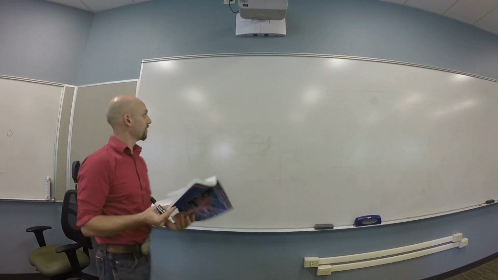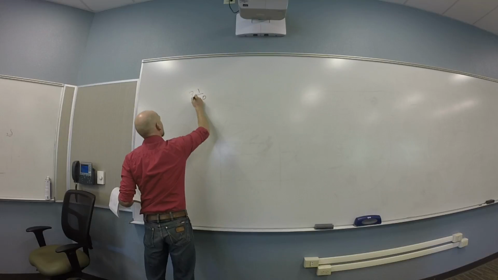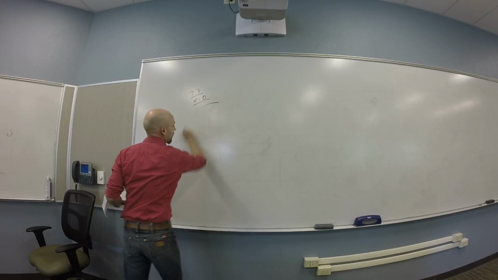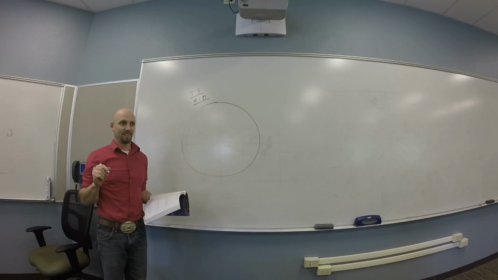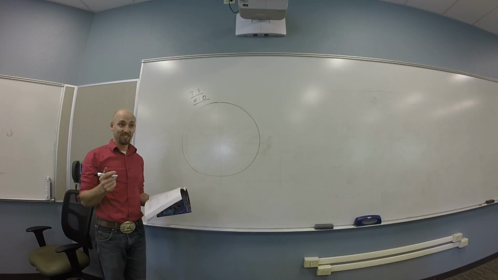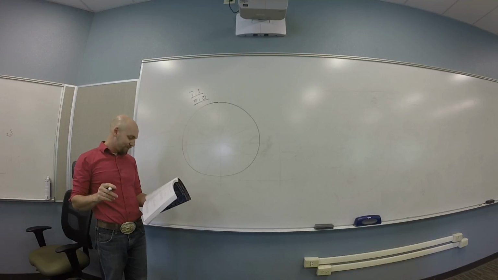Okay, so we want to do 7.1 number 10, which is the Ferris wheel and shift. So there's a Ferris wheel, right? Crazy, there's circles. Isn't that wild? All right, what do we know about the Ferris wheel?